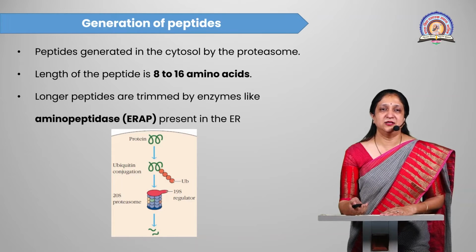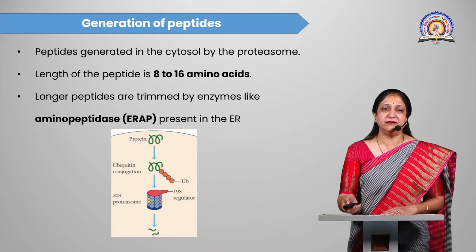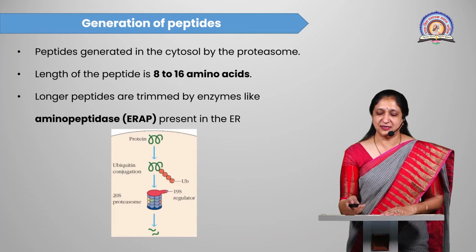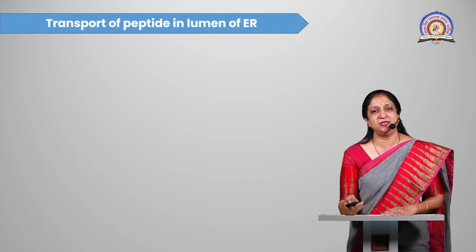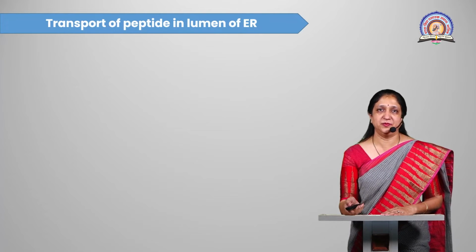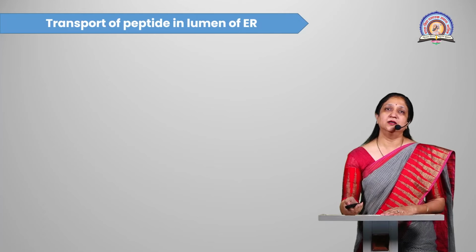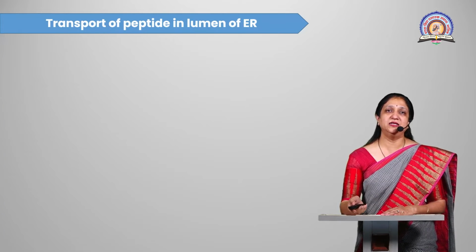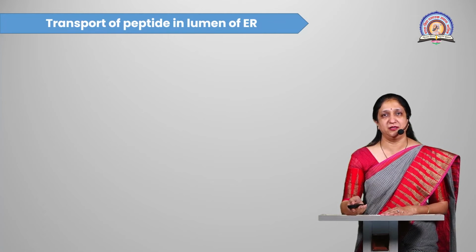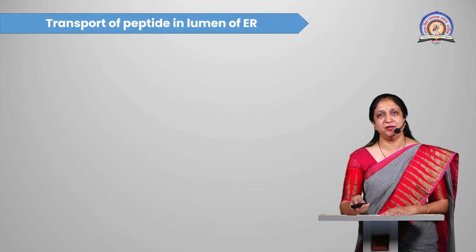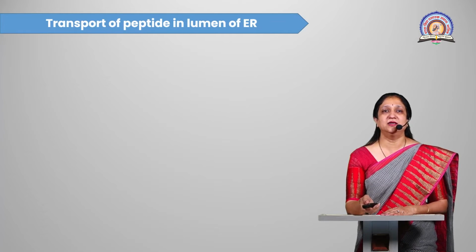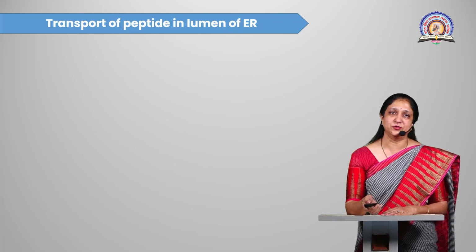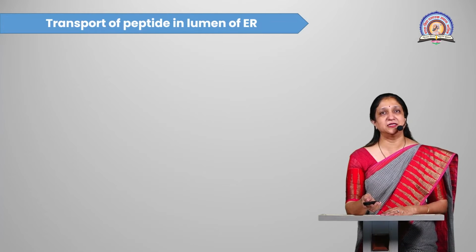Once the peptides of the desired length are generated in the cytosol, it is necessary that these small peptides enter into the lumen of the endoplasmic reticulum, because the class 1 MHC molecule is assembled within the lumen of the endoplasmic reticulum. So, the second step in the cytosolic pathway is the transport of the peptides from the cytosol into the lumen of the endoplasmic reticulum.